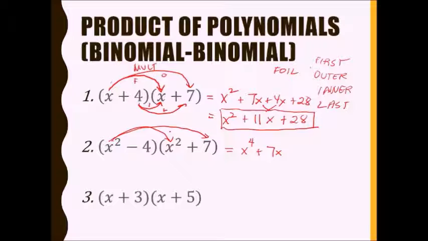Next, we have negative 4 times x squared and 7 na po. So, negative 4 times x squared. Be careful po dun sa sign ha. Dadala niyo yung sign dun. So, this will become negative 4x squared. And negative 4 times 7 is negative 28.